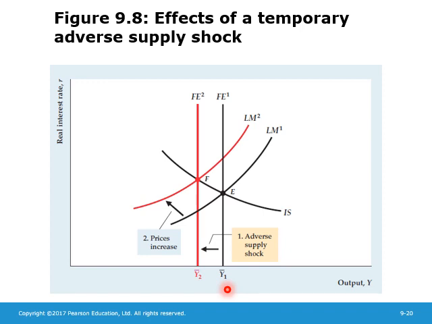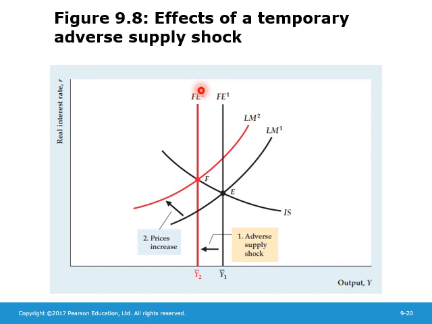We said that this will lead to a shift of the FE line to the left. So from FE1, we have FE2 now. The IS and the LM curve did not change. There is no shift in either IS or LM. So the adverse supply shock only changes Y bar because it changes M bar and it changes A. So Y bar will decrease due to the decrease in M bar and A.